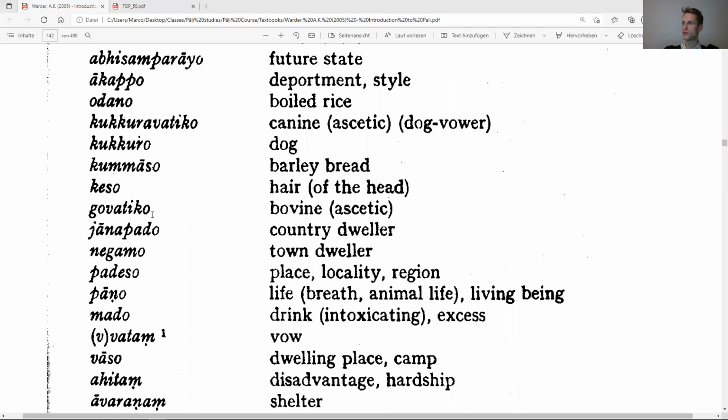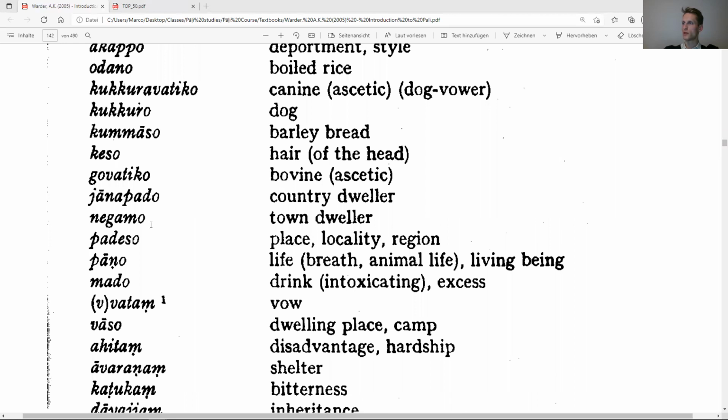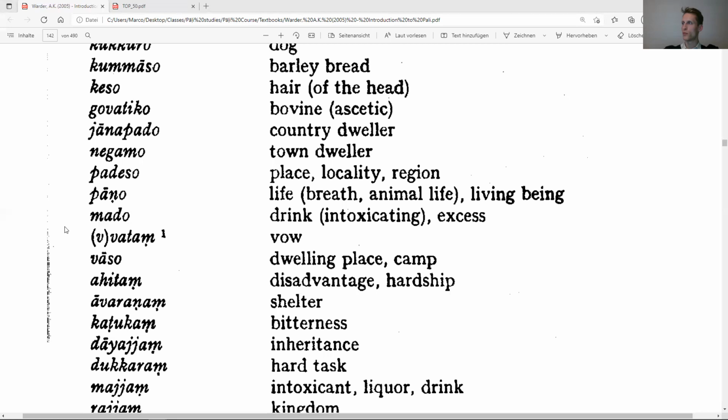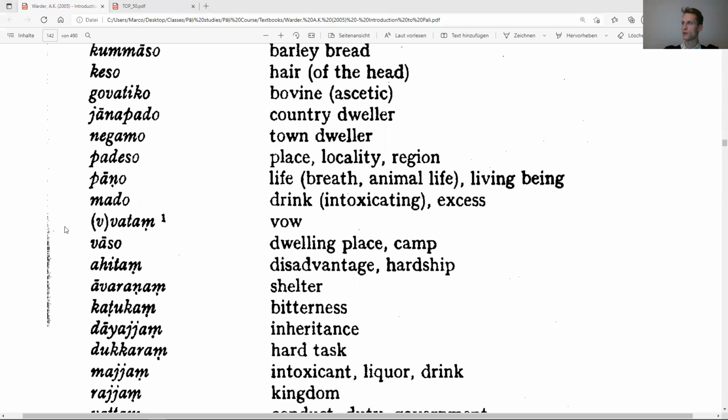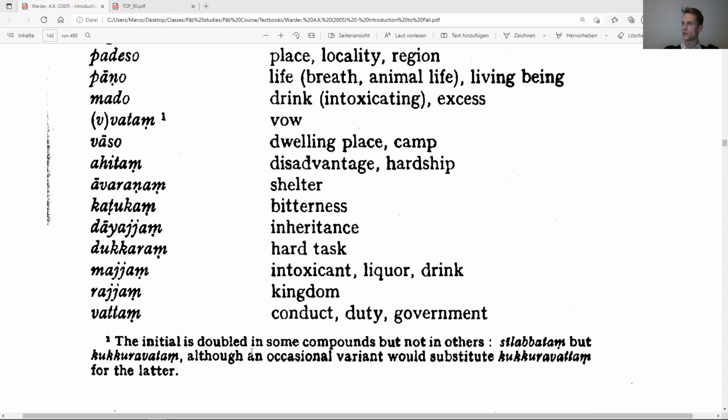Keso, hair of the head. Govatiko, a bovine ascetic. Janapado, country dweller. Negamo, town dweller. Adeso, place, locality, region. Pano, life, breath, or like animal life, or living being. Majjo, drink, intoxicating drink, excess. Vattam, vow. So the initial vowel is doubled in some compounds, but not in others. For example, silabbatam, but kukkuravattam, although an occasional variant would substitute kukkuravatam for the latter. Here we have the double va, because double va is not written in Pali.